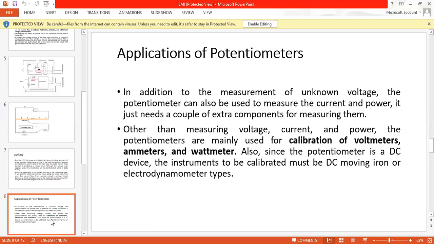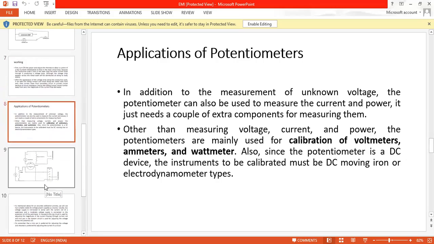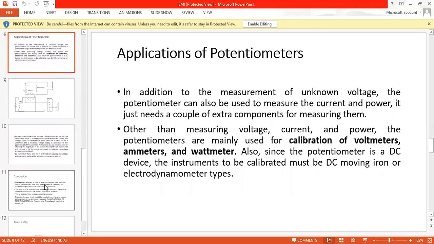Let's discuss the applications of the potentiometer. In addition to the measurement of unknown voltages, the potentiometer can also be used to measure current and power. It just needs a couple of extra components for measuring them. The potentiometer is mainly used for the calibration of voltmeters, ammeters, and wattmeters. Also, since the potentiometer is a DC device, the instruments to be calibrated must be DC moving iron or electrodynamometer type.